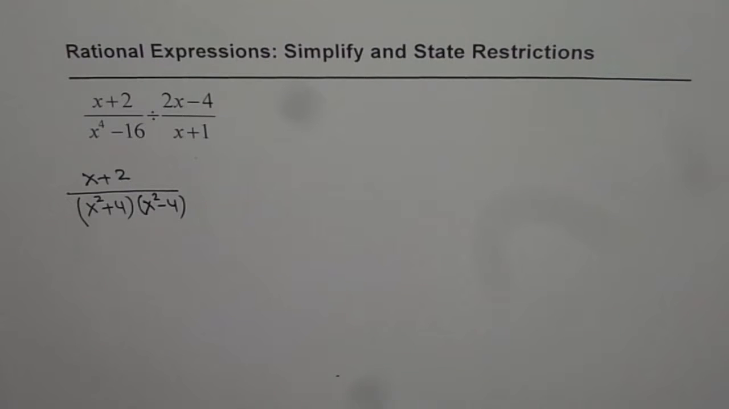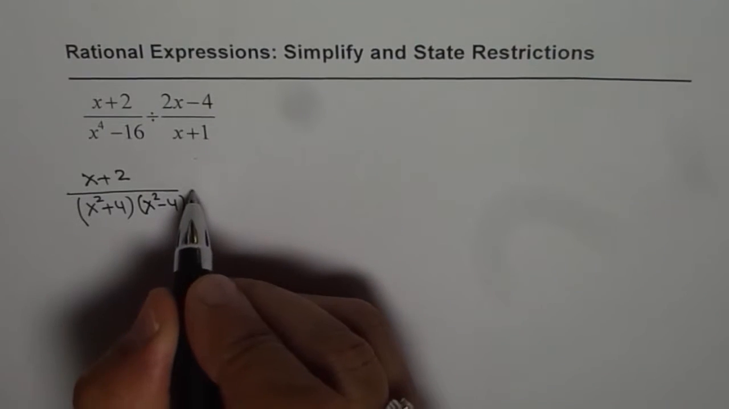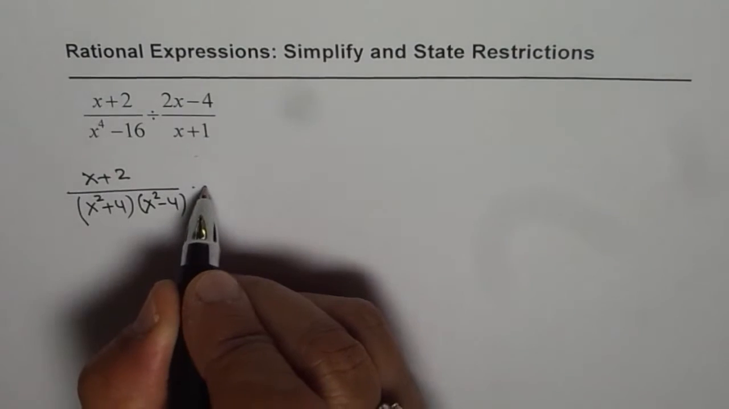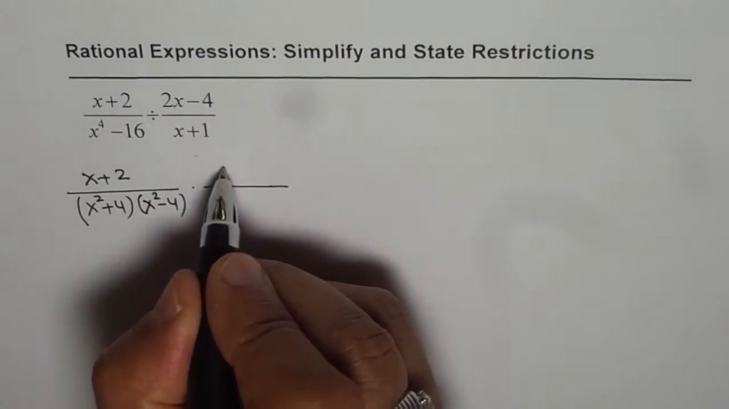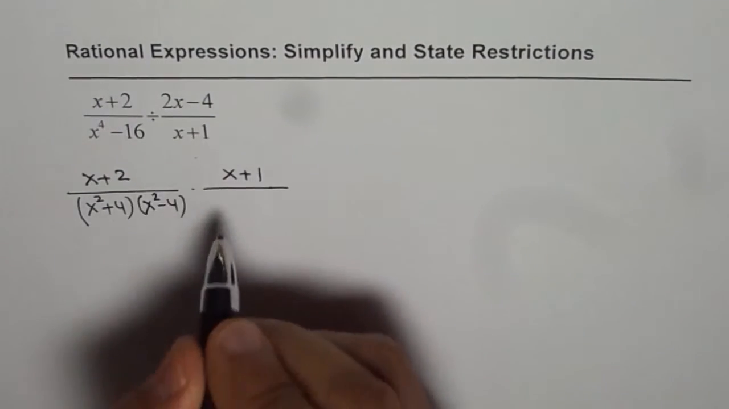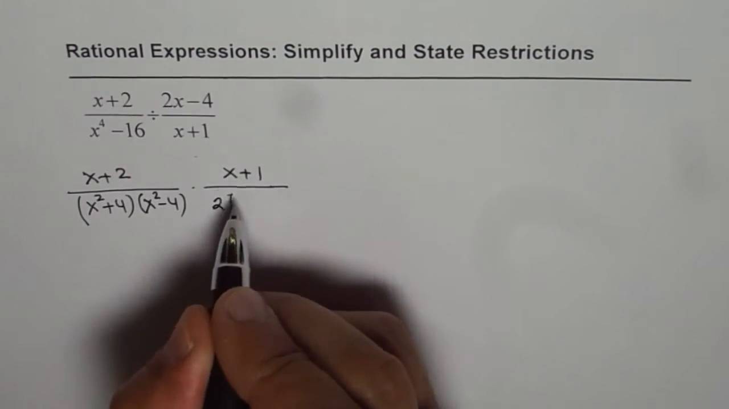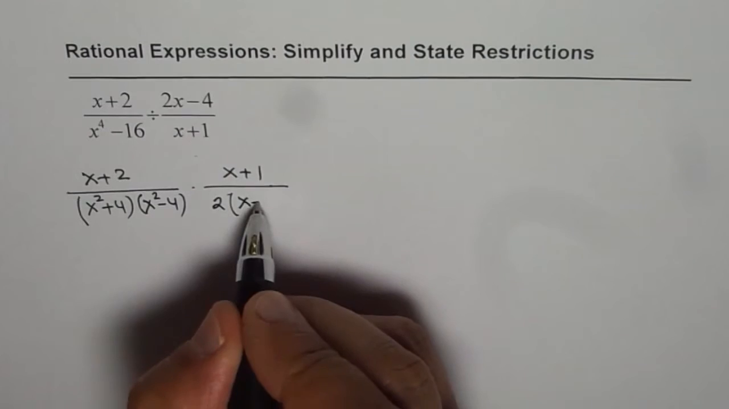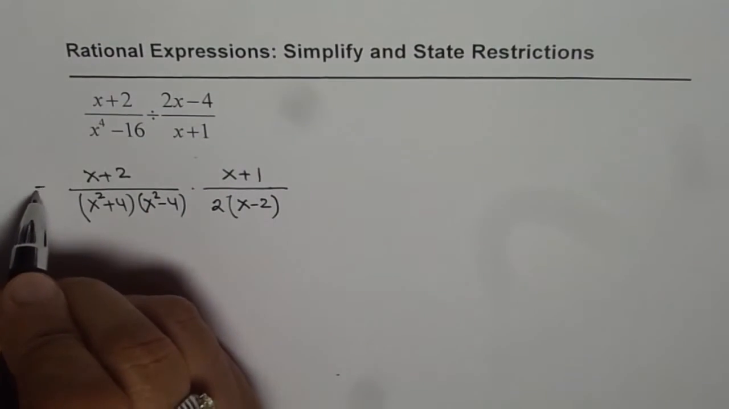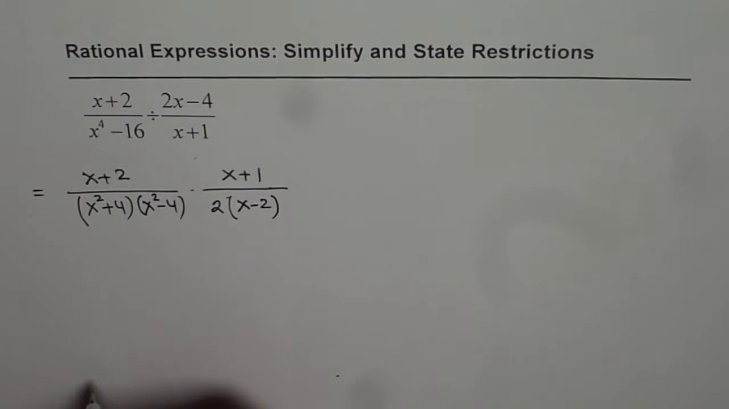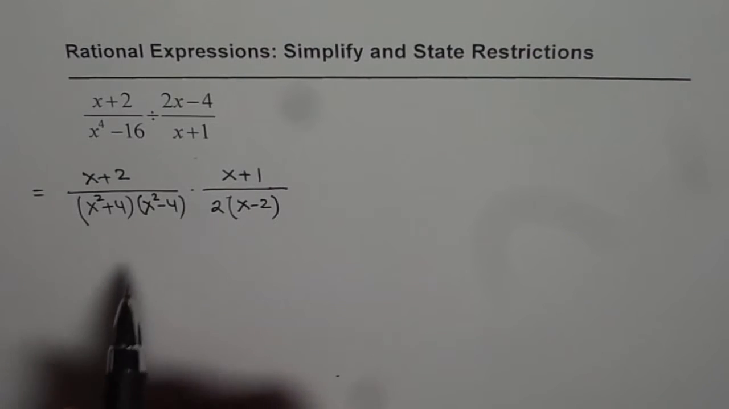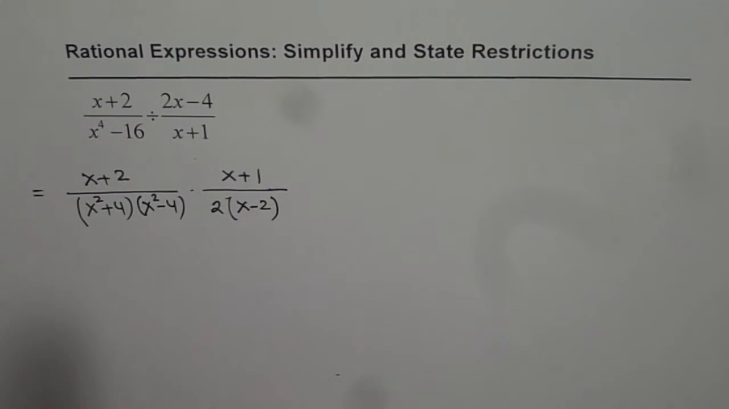Remember one more thing, and that is divide is kind of multiplication with the reciprocal. So let's do that step here itself. So write x + 1 in the numerator, and the fraction flips. You get 2 as a common factor, 2(x - 2). So that is how we can write our rational expression. From here, we'll write down all the restrictions.